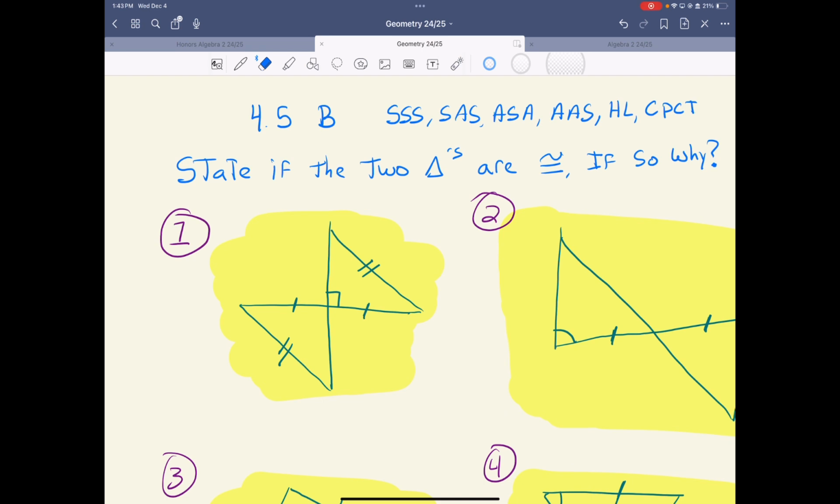All you have to put for the why is: is it side-side-side? Is it side-angle-side? Is it angle-side-angle? Is it angle-angle-side? Or is it the hypotenuse leg theorem that's going to be involved? And this is the exact directions from your assignment today. So your assignment is going to be done the same exact way as we do these today.